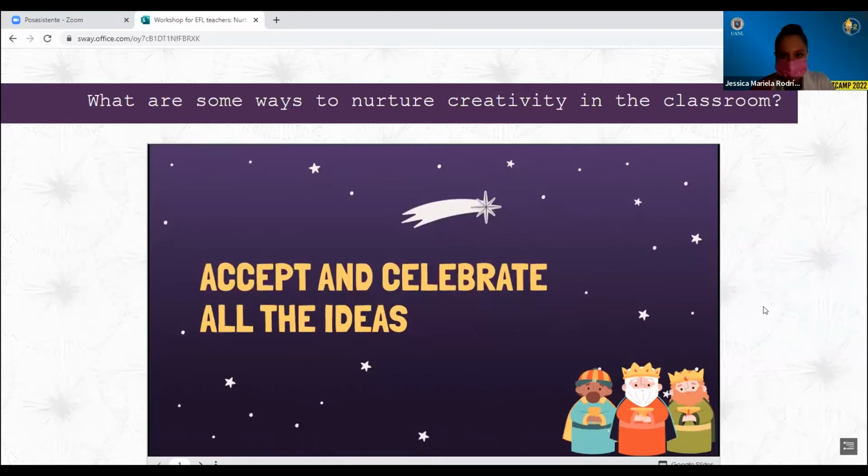It doesn't matter if the idea is not that interesting, or if the idea is not related to the topic, because what we are looking for is brainstorming, okay? And when we brainstorm, the important thing is quantity rather than quality. First, we brainstorm a lot of ideas, a lot of opinions, and then later we are going to classify the good ones and the ones that we can leave aside, right? But first, we need to let our students brainstorm as much as they can, okay?